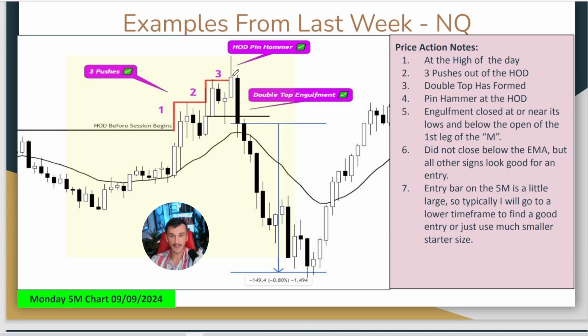We also have this nice pin hammer, and the double top engulfment. The engulfment again goes lower than that first leg up, and that is usually a good indication to me that this will be a decent double top and that it has shown a lot of strength to the downside.